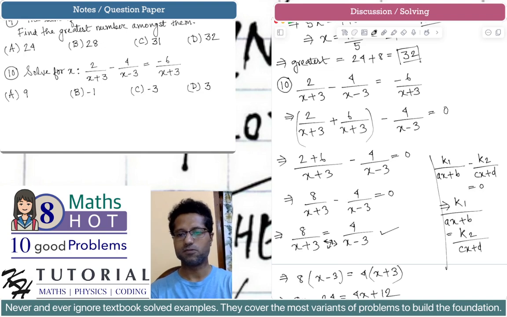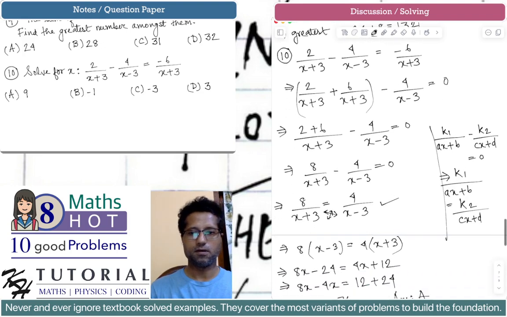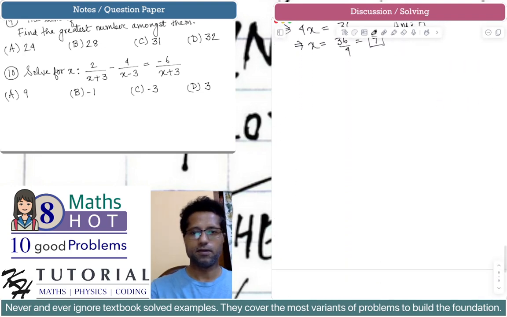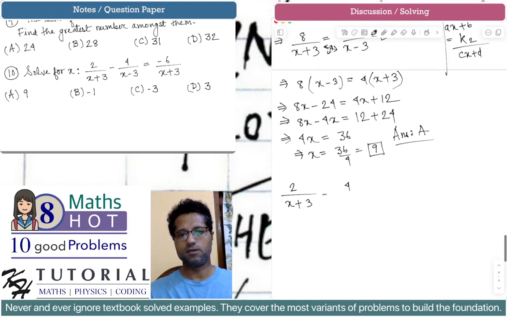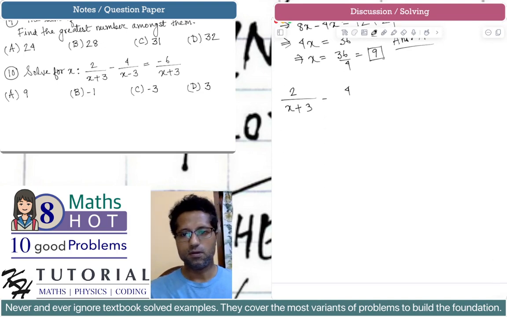It is possible, but it could be a little complex and difficult in applying that method. For example, let me solve this equation in another way. In another method, let's say we have 2 by x plus 3 minus 4 by x minus 3 is equal to minus 6 by x plus 3. Even though the method that I have solved is the best way of solving this equation, let me show you another method.